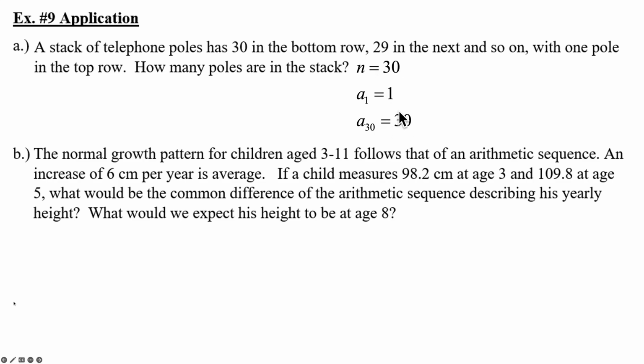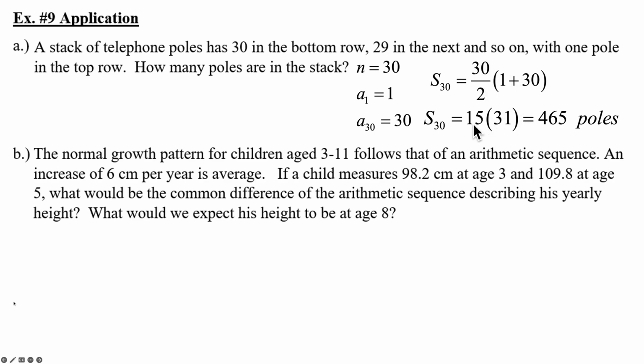So we can plug everything in. S sub 30 is 30 divided by 2, which is 15. 1 plus 30 is 31. 15 times 31, 465 poles.